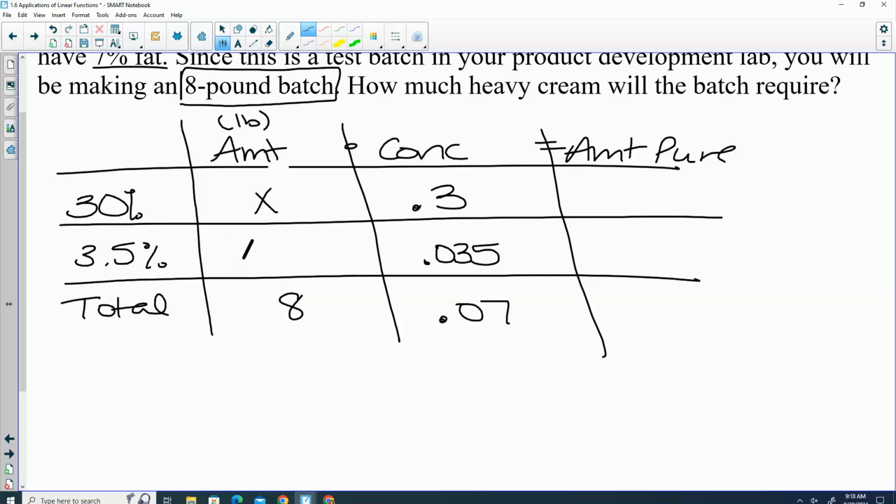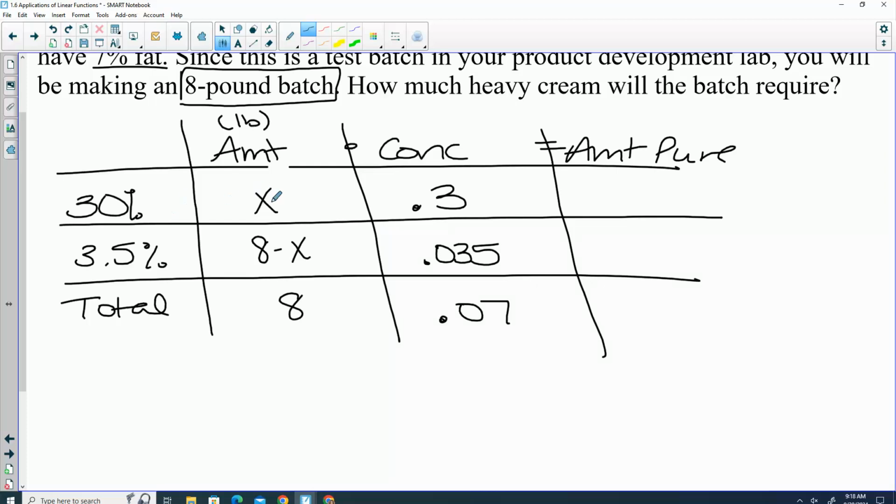So this is going to be 8 minus X. It's the grand total minus the amount we've already used. Check. If you add X and 8 minus X, does it equal 8? Yeah. So it's still following the same pattern. You add your first and second to equal your total.